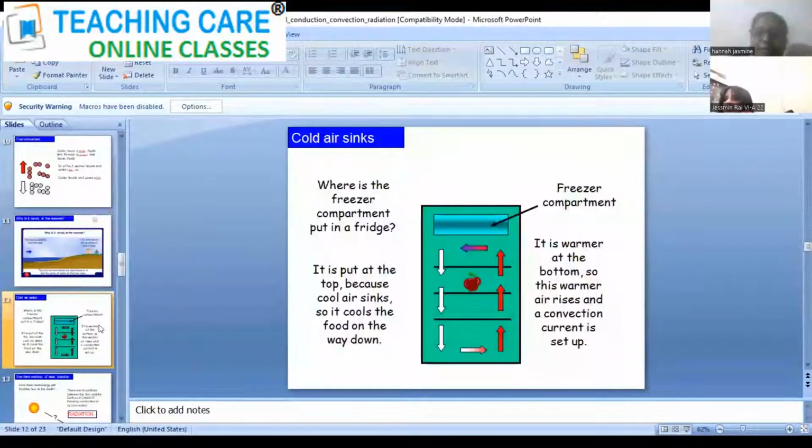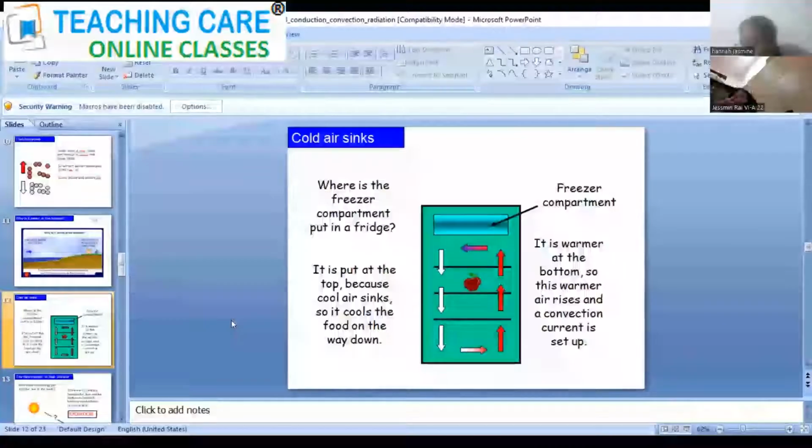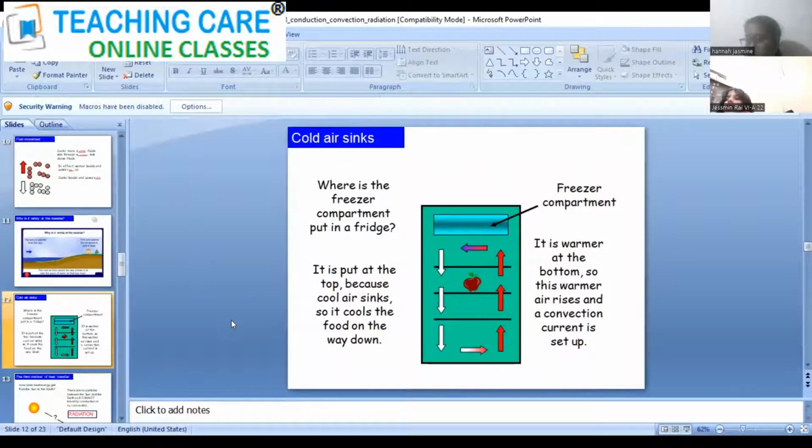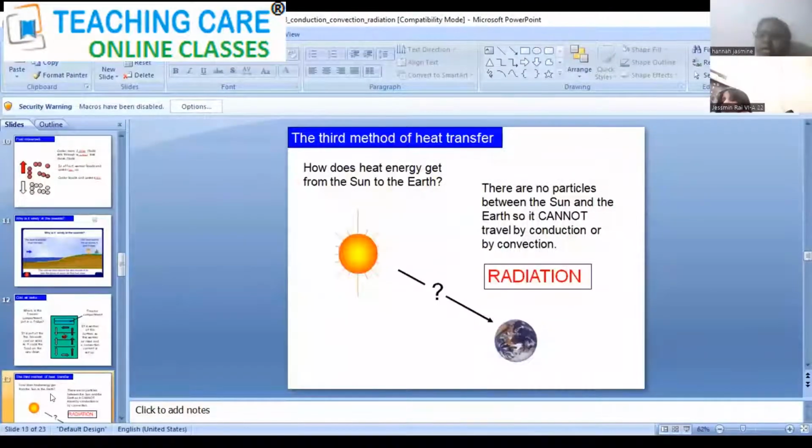Yes, ma'am. So this is what I was explaining about the freezer compartment. Can you just read this? Read it out aloud. Why is the freezer compartment put in a place? It is put at the top because cooler air sinks, so it cools the food on the way down. It is warmer at the bottom, so this warmer air rises and the convection current is formed. Now you understood what is convection? Yes, ma'am.